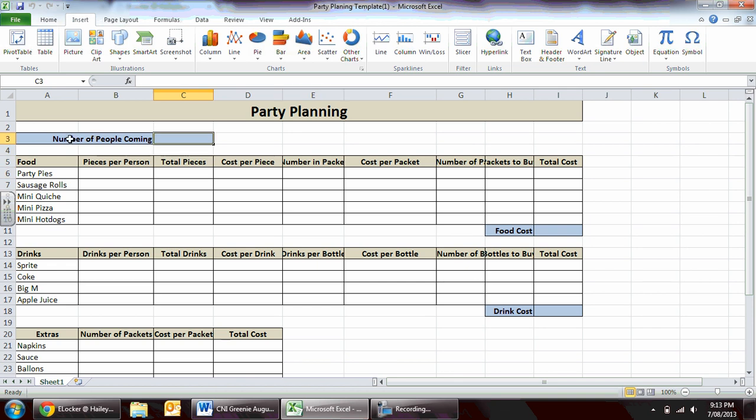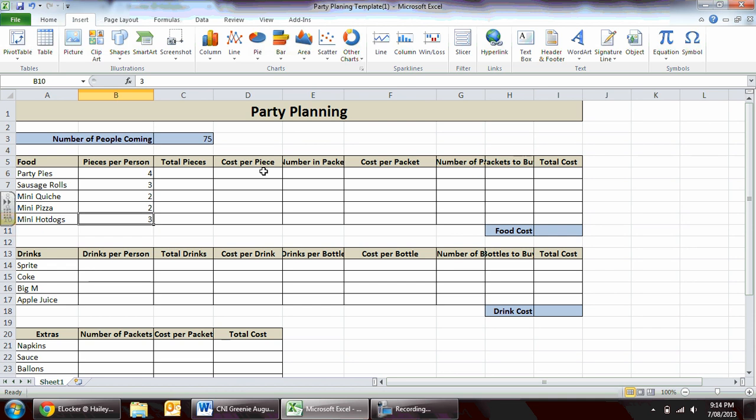Firstly, for this template to work, we need to know how many people are coming. So we're going to say there's 75 people attending this party. All right, now we get to go down and have a look at the food. First we need to estimate how much food we need. So I think everyone's going to have 4 patty pies, 3 sausage rolls, 2 mini quiches, 2 mini pizzas because they're yummy, and 3 mini hot dogs.